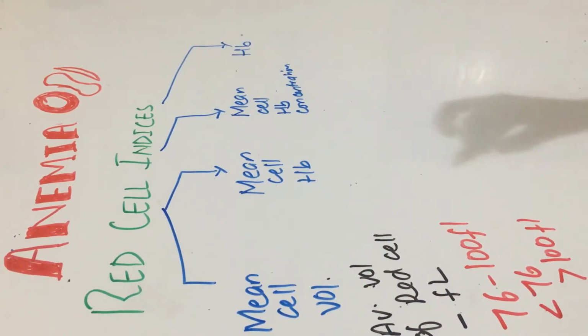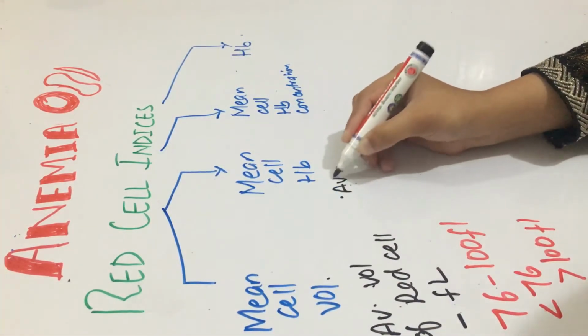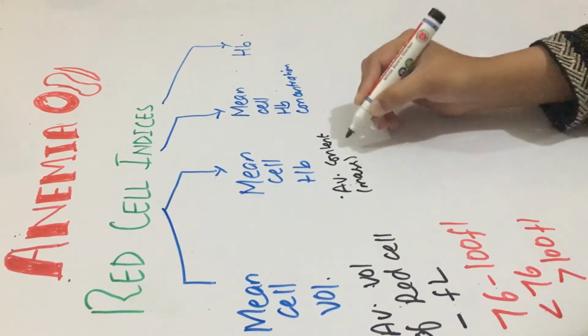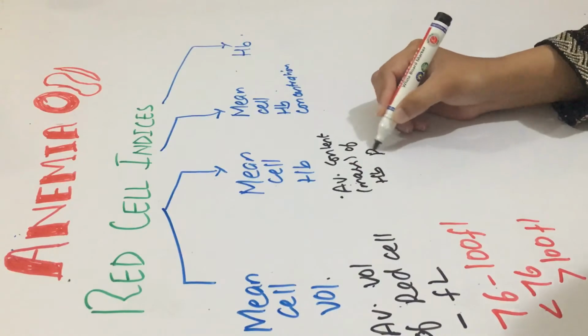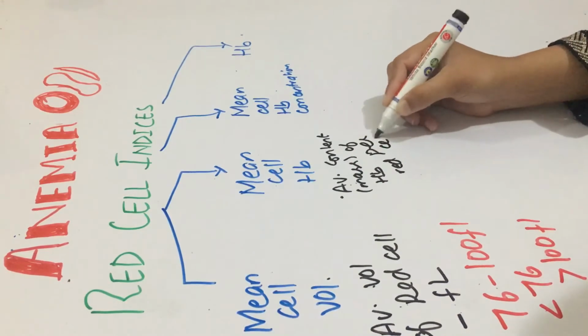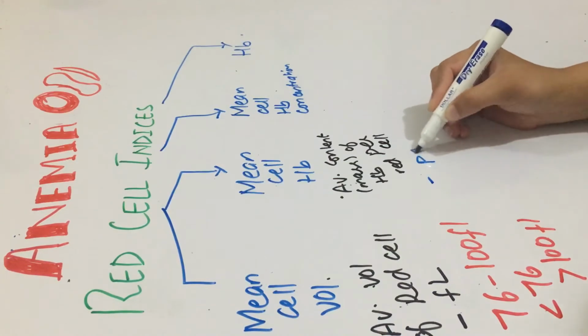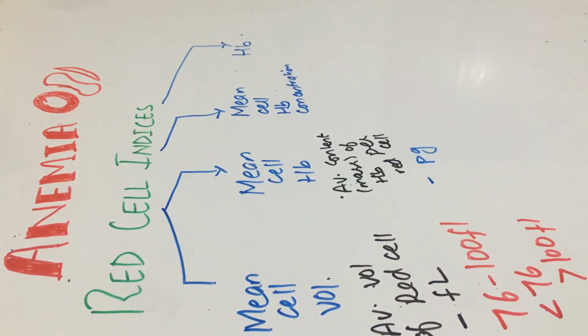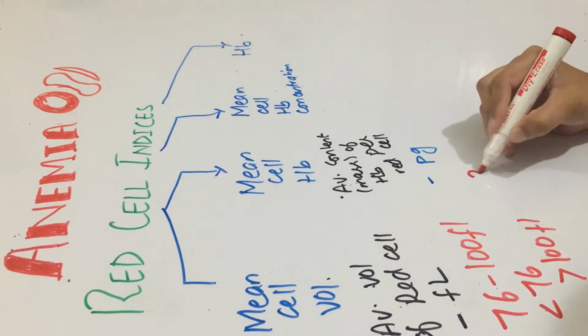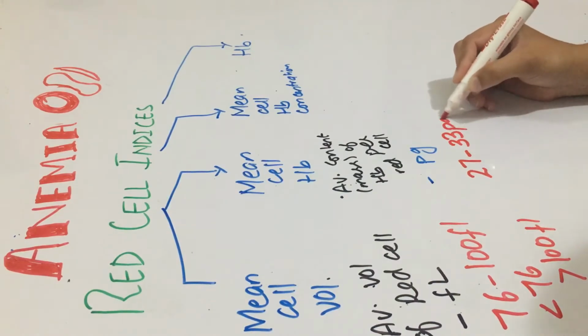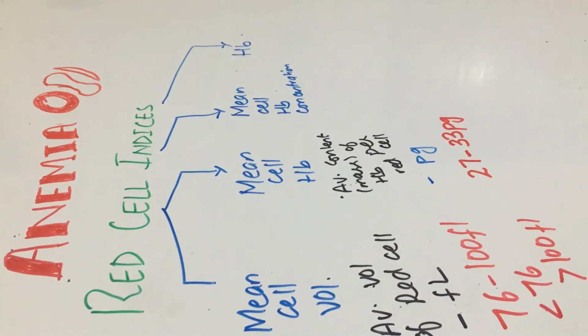Now next is the mean cell hemoglobin. Mean cell hemoglobin is the average content, or you can say mass of hemoglobin per red cell. That is, in an individual red cell, what is the amount of hemoglobin, and it is usually given in picogram. The normal values of the mean cell hemoglobin range from 27 to 33 picogram.